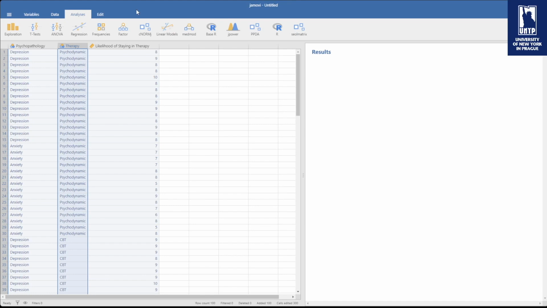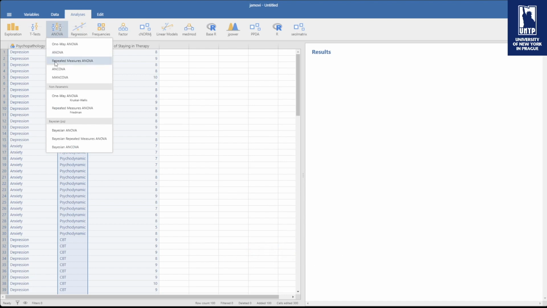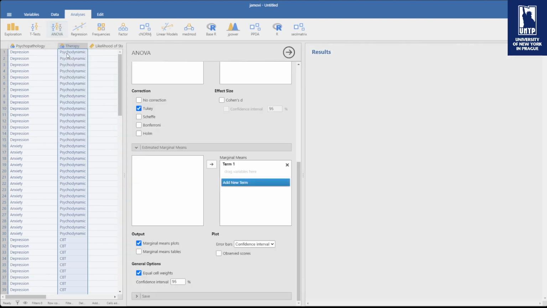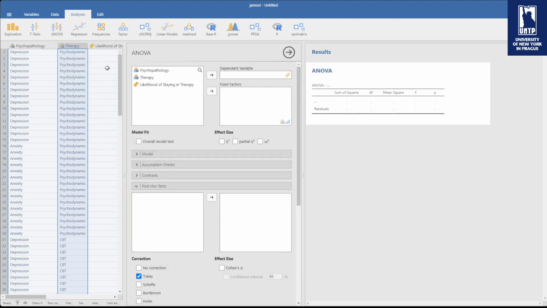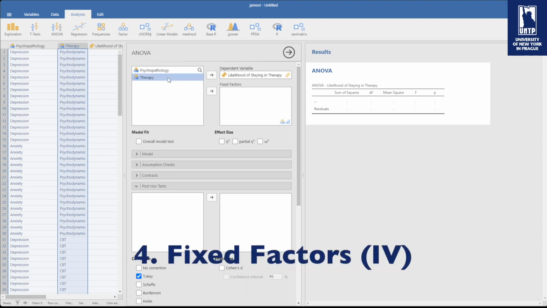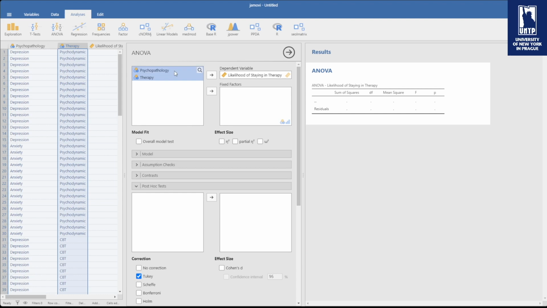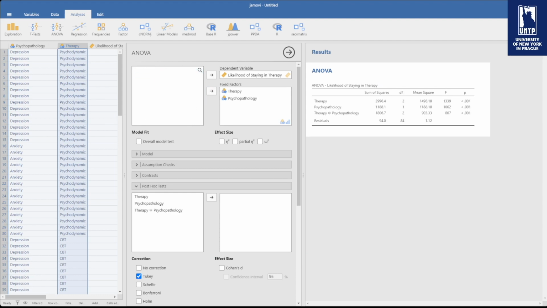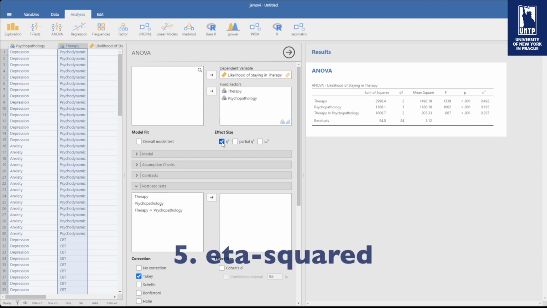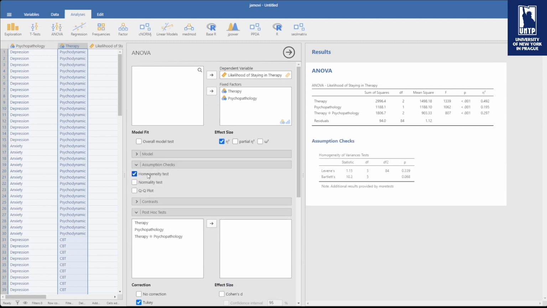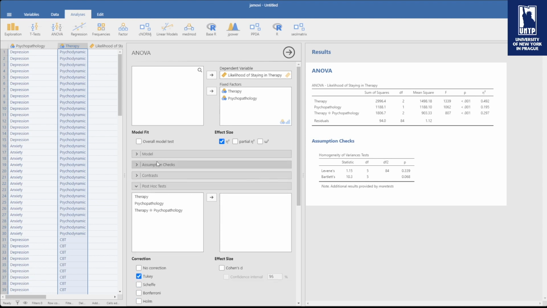So, we are in this dataset, and once again, as usual, we will go to ANOVA. As you can see, we don't have a two-way ANOVA, so we will just go to the normal ANOVA over here. Now, we have, as usual, dependent variable, which Jamovi tells you is the ruler one, meaning the continuous one, so that's pretty easy. And we have both fixed factors or independent variables, so psychopathology and therapy. Now, we have eta square, as usual, assumption checks, just homogeneity. We don't want normality, you can do it, but let's keep it for this time.